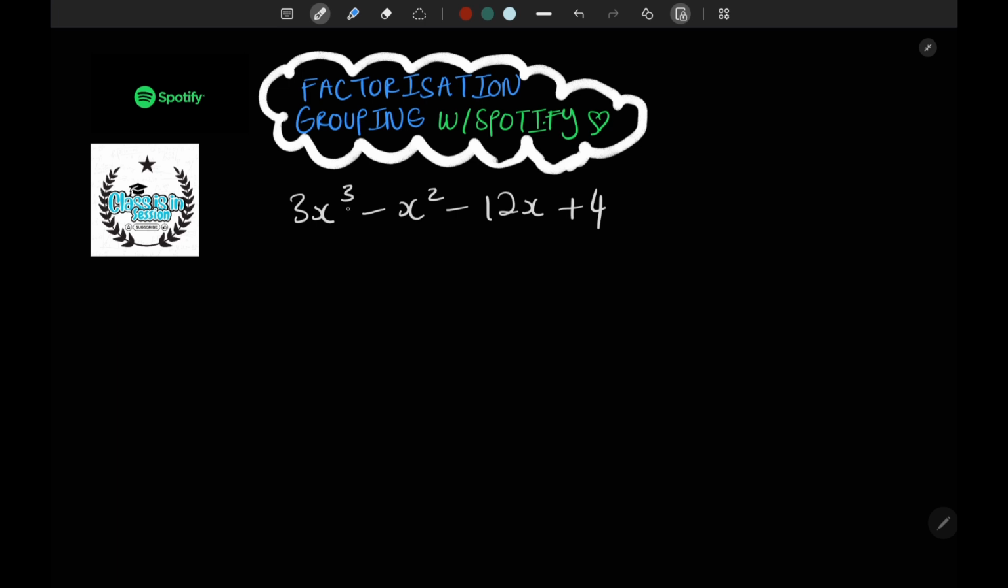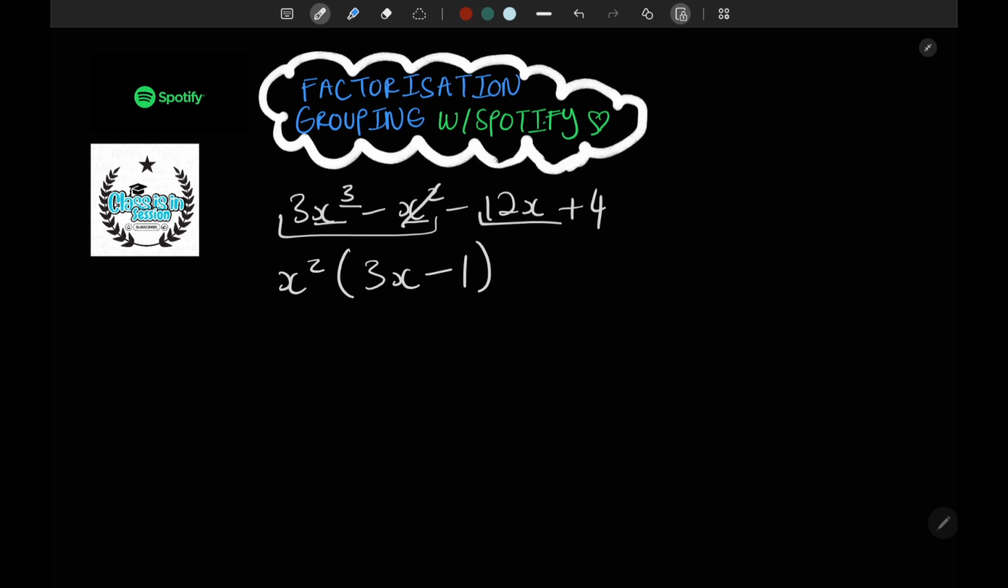Now let's try 3x cubed minus x squared minus 12x plus 4. What's the first step? Factor the first two terms. We have x here and x there. Let's write the one with the least power, which is x squared. Open a bracket, you still have your 3. Then x cubed and x squared. 3 minus 2 is 1. So this is x to the power 1. Minus x cubed and x cubed. These cancel each other out and you're left with 1.